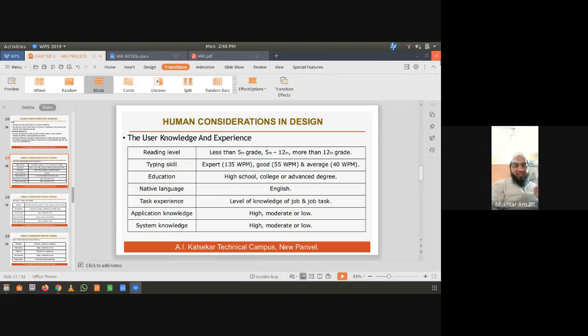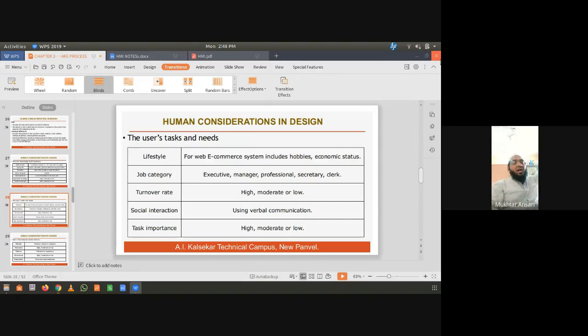So this is a general thing. Users' task and needs, lifestyle, I think that is not so required. Job category: the job category can be executive, manager, professional, secretary, clerk, and below that our peon, these are all levels. Okay, so they are counted in job categories. Turnover rate: high, moderate, or low. So these are the units basically in which we can count.